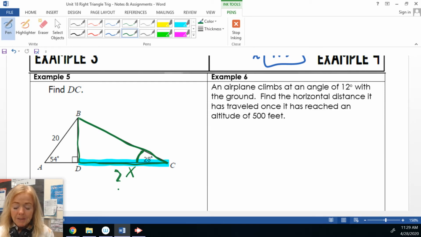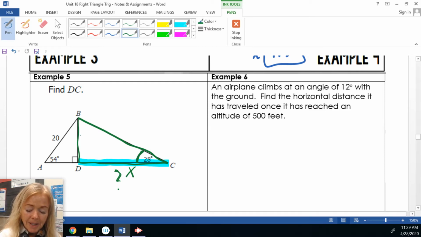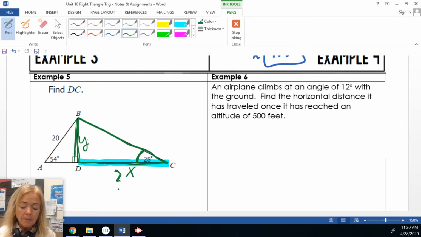Now, I would guess that we would need to find this side right there. If I have that side, then I can use the 28 degree angle and that known value, the height of the triangle right there, BD, and this side, X. We can use those three items in a trig function in order to come up with that side DC. Now, I have a few other bits of information here, a little bit more help.